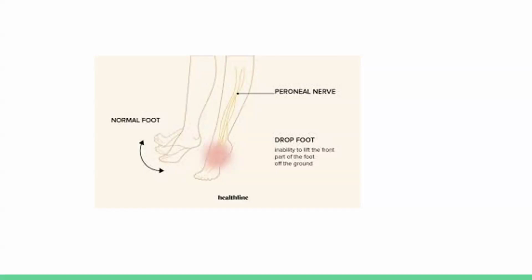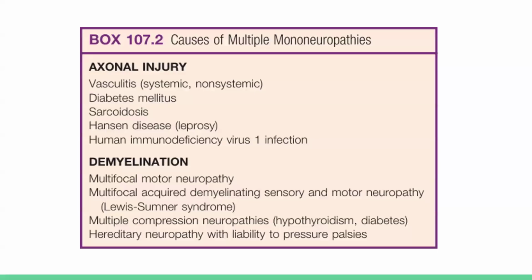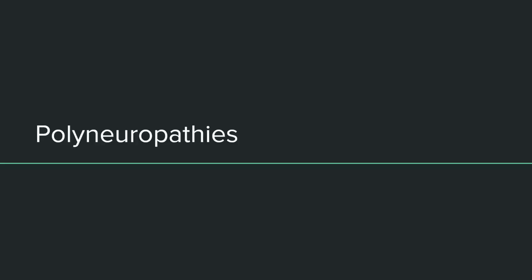This can happen with improperly put casts, for example, in critically ill patients if there's compression, and with habitual leg crossing. That can cause peroneal neuropathy. Multiple mononeuropathies, I don't want to dwell on that because we don't have time, but diabetes can cause multiple mononeuropathy, especially the axonal type. HIV can cause it, and also the classic example is Hansen's disease. In demyelinating, these are all very rare entities, and I will not be dwelling on those.